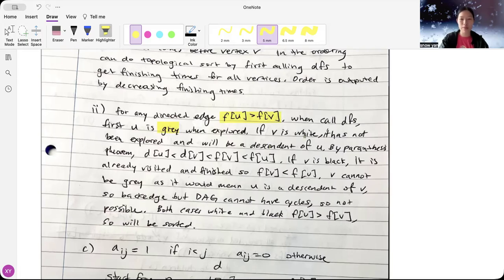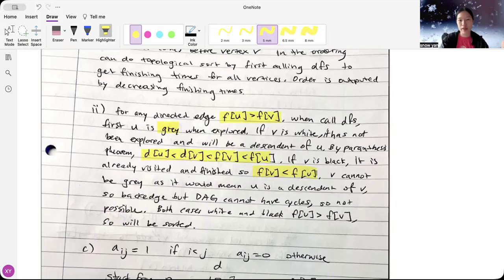If V is white, so basically it has not been explored yet, then it'll become a descendant of U. So by the parenthesis theorem, we have d[U] is smaller than d[V] is smaller than f[V] is smaller than f[U]. So that's the idea, so it's actually legit. In the other scenario, when V is black, it is already visited and finished, so f[V] is smaller than f[U].